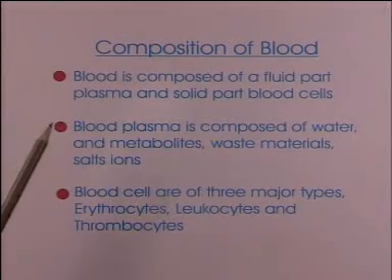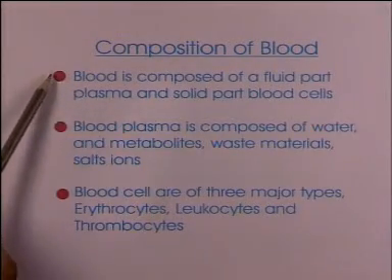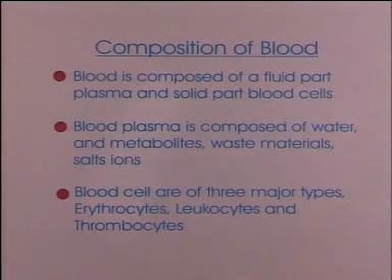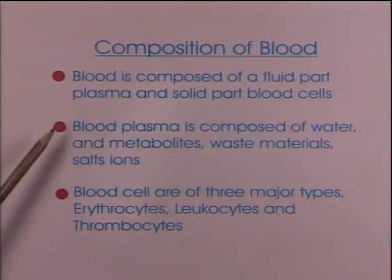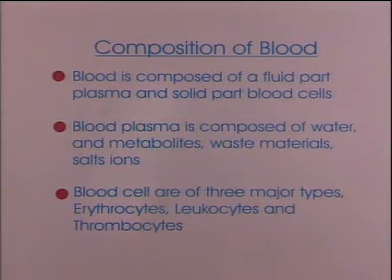Dear students, now let's summarize the program. The composition of blood. Blood is composed of a fluid part, plasma, and a solid part, blood cells. Blood plasma is composed of water and metabolites, waste materials, and salt ions. Blood cells are of 3 major types: erythrocytes, leukocytes, and thrombocytes.